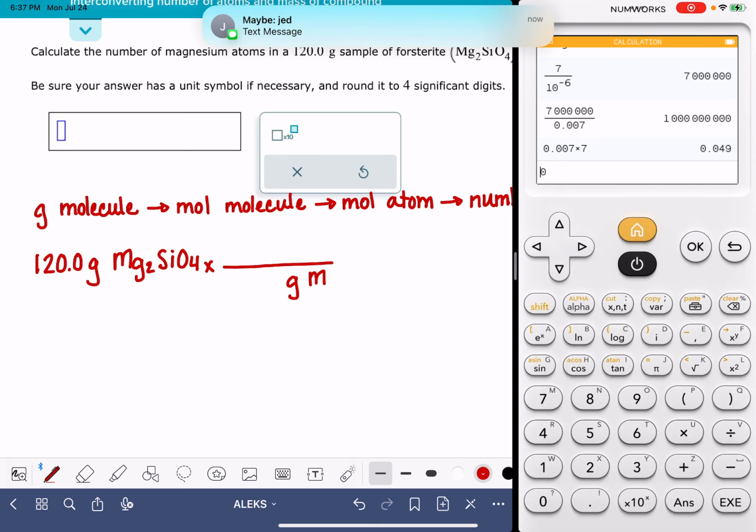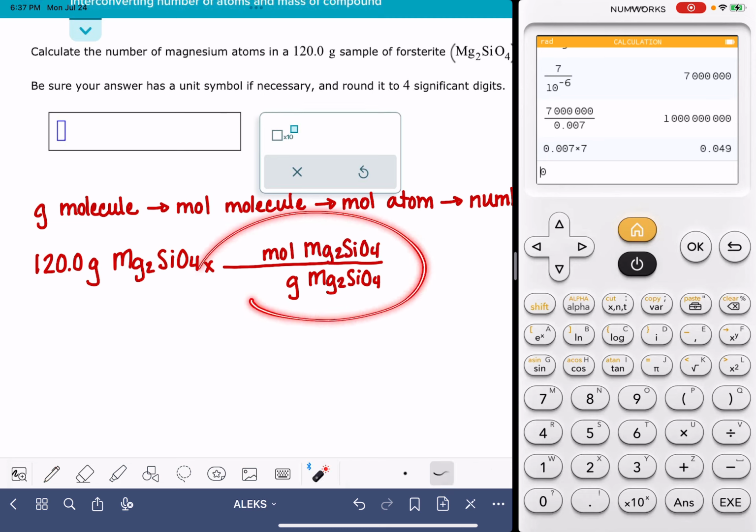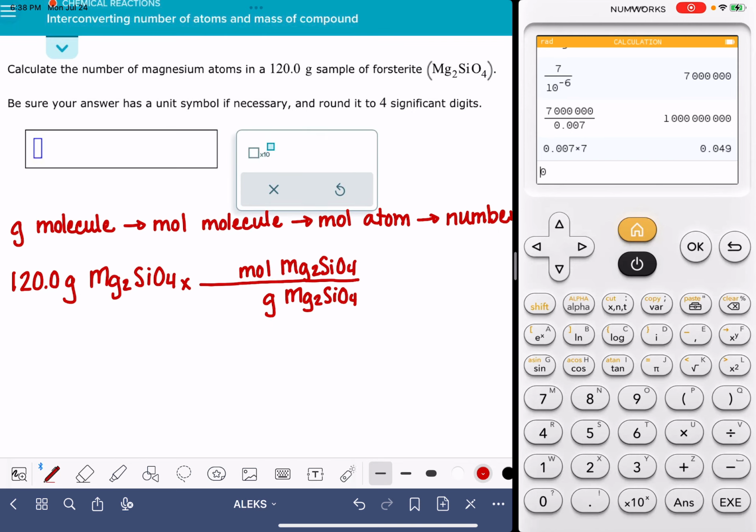So I'm going to start by writing units down on the bottom. Grams of Mg2SiO4. That's the unit that we're trying to get rid of. We want that to cancel, and we're trying to convert into units of moles of Mg2SiO4. This relationship, this conversion factor, is the molecular weight of this molecule. So we are going to want to pull up a periodic table, which I have done on the side, and add up the molecular weight for this compound.